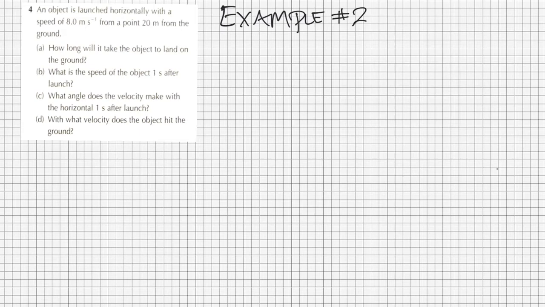The second example is going to be question number 4, which says an object is launched horizontally with a speed of 8 meters per second from a point 20 meters from the ground. So again, this is going to be a cliff problem, and let's set it up by drawing our picture. So we have 20 meters from the ground. That's how high our cliff is. And we have some object which is launched horizontally at 8 meters per second.